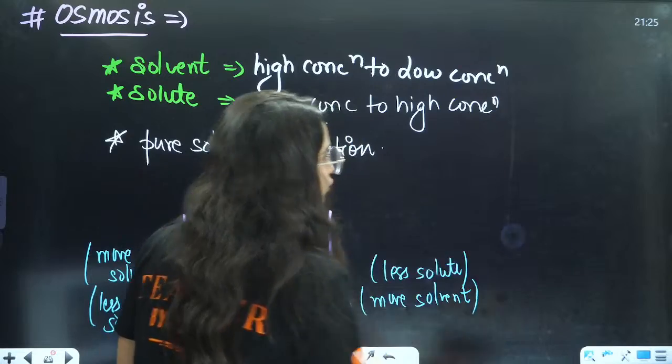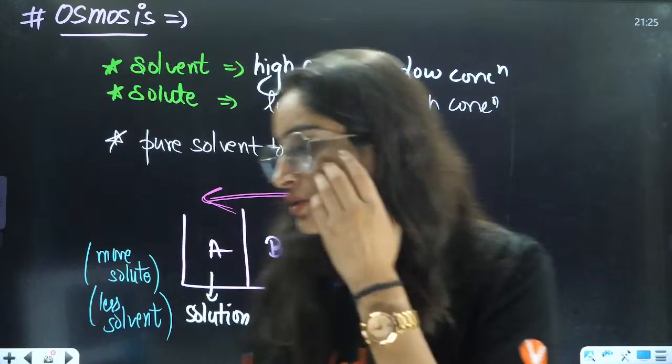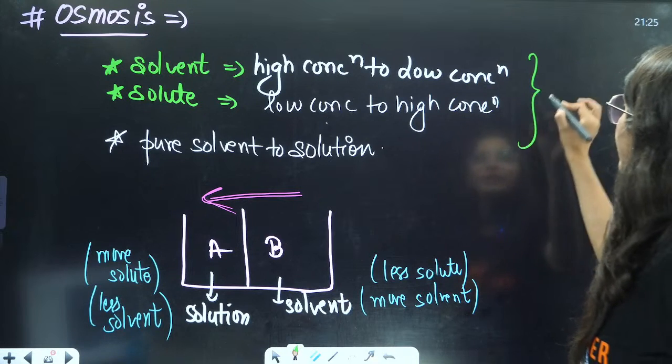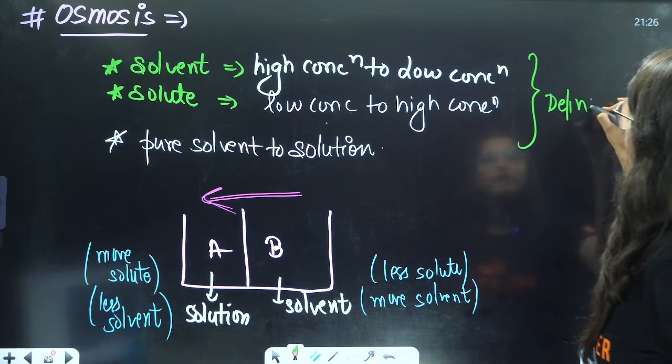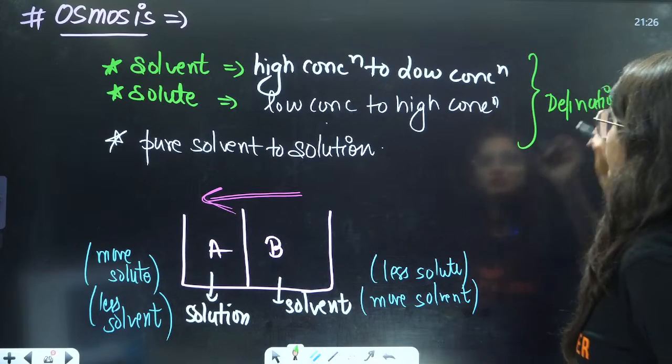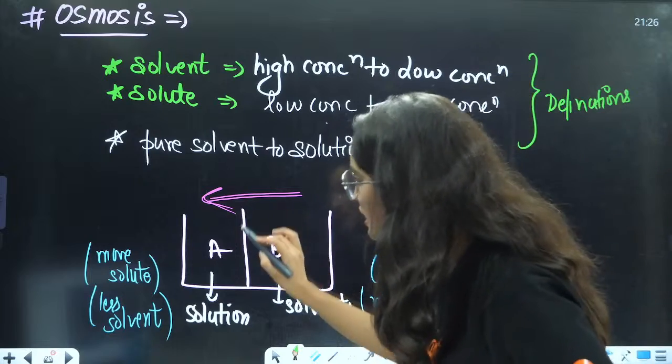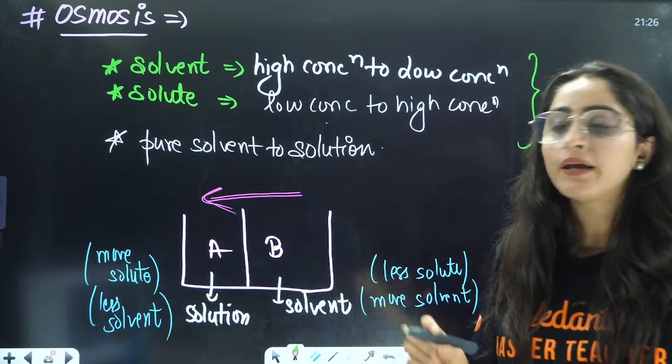Right? It is moving from pure solvent to solution. That is also called your osmosis. So these are the three definitions of osmosis, right? Three definitions of osmosis. And in osmosis, when it is moving, only what will happen?